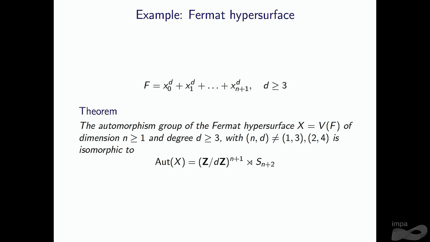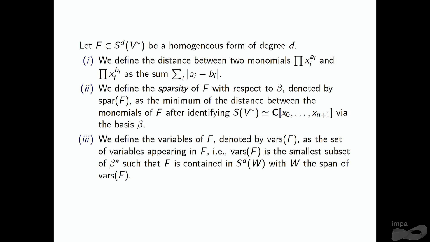So if your hypersurface is given by an equation with very few monomials, and you have some luck, you may be able to use this to prove or to compute the full automorphism group, to prove that they are given by some generalized permutation matrices, and then compute the whole automorphism group. So let me give you the way we found to formalize this into a theorem.